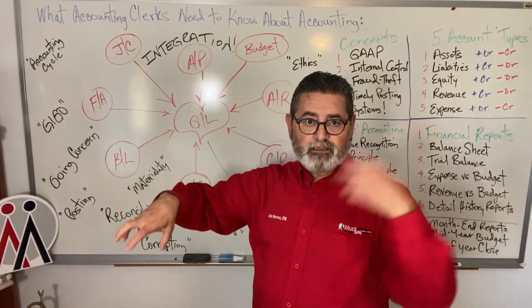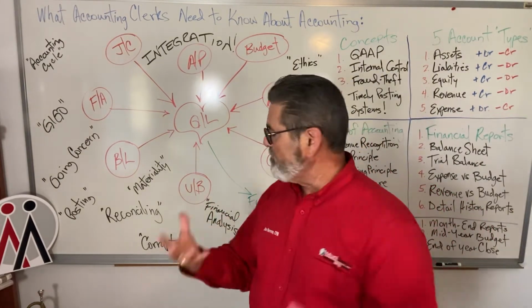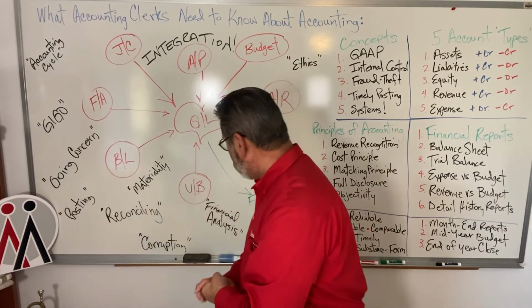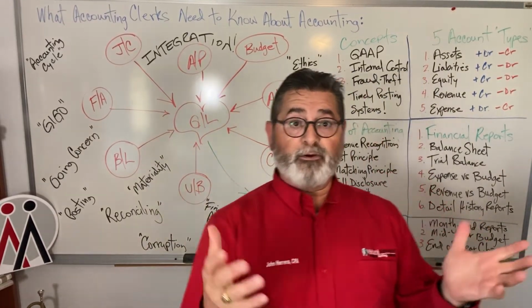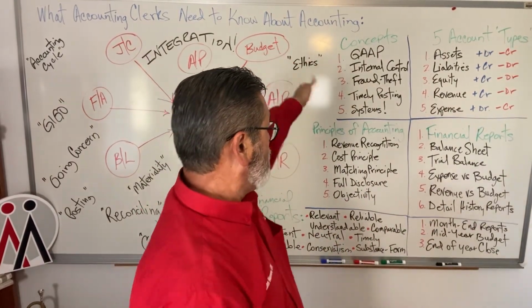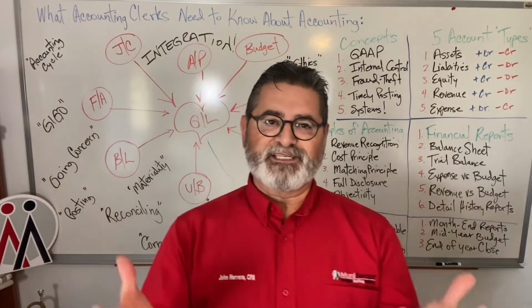GIGO, garbage in, garbage out, right? Going concern of your organization, very important. Posting transaction materiality, reconciliation, be aware of fraud, ethics has to be top priority, right? And understanding GAAP, internal controls, fraud, theft, timely postings, and utilize your system.